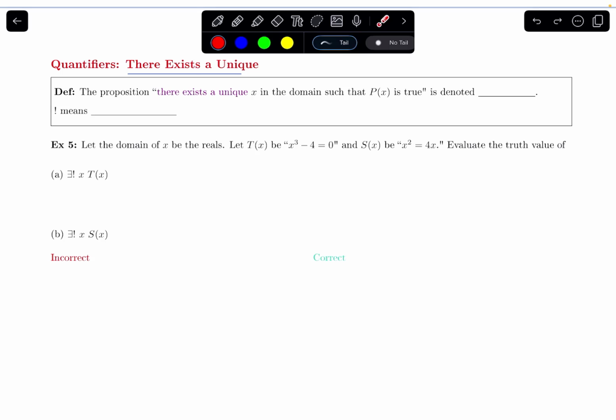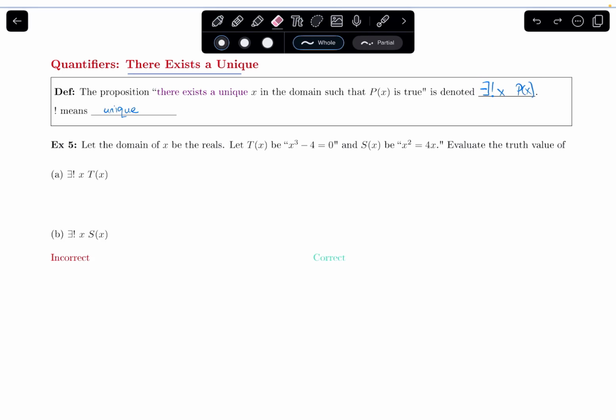The way I represent the word unique is by an exclamation point. So the exclamation point is my symbol for unique. To denote there's a unique x such that p of x is true, I use my backwards e symbol for there exists, then I put that exclamation point, which means unique. There exists a unique x, and then I write p of x. So this is there exists a unique x such that p of x is true.